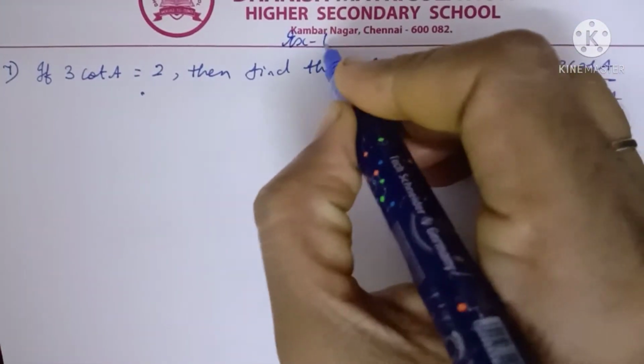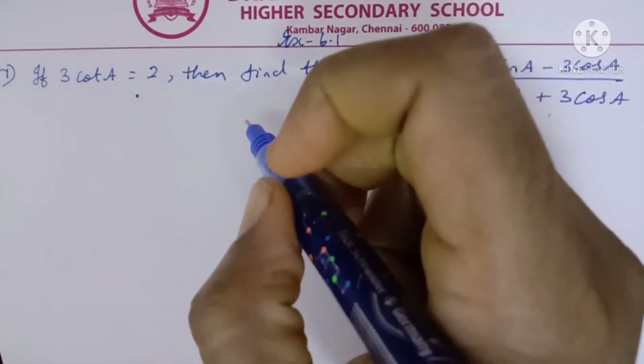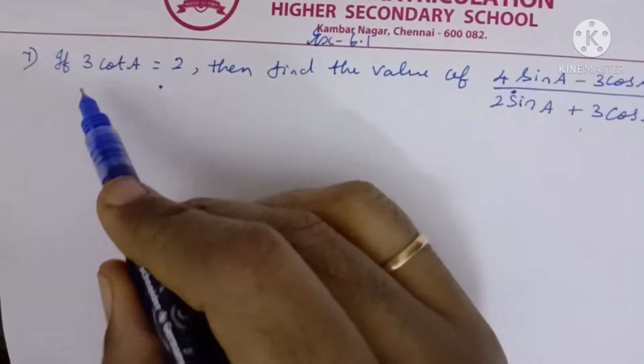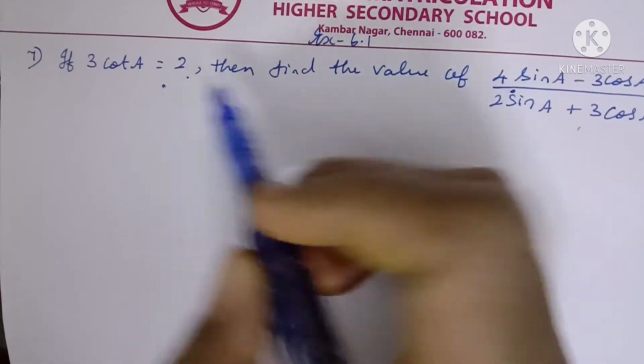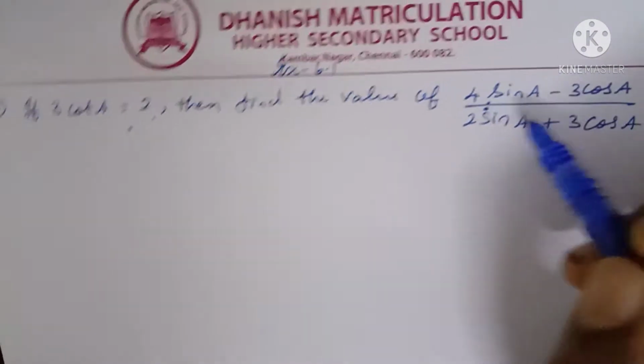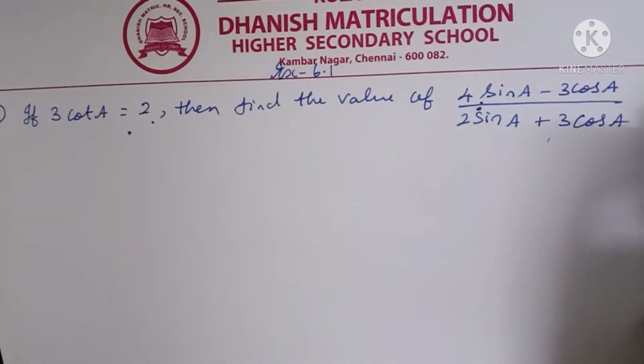Let's see exercise 6.1 continuation. Sixth sum do as homework. We'll move to the seventh one. If 3 cot A is equal to 2, then find the value of 4 sin A minus 3 cos A by 2 sin A plus 3 cos A.